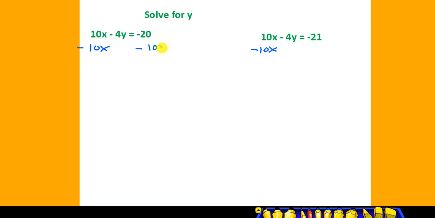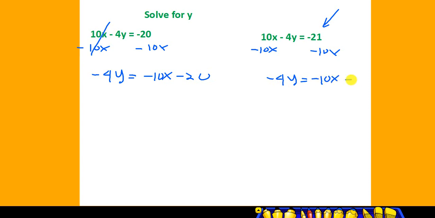So both sides. We have to do it on both sides. Again, if you're wondering, I just made this one up, okay, so that you can see the difference. All right. So this will cancel out. I will have negative 4y equals negative 10x minus 20. In this case, I will have negative 4y equals negative 10x minus 21.